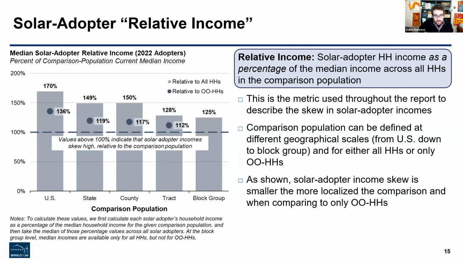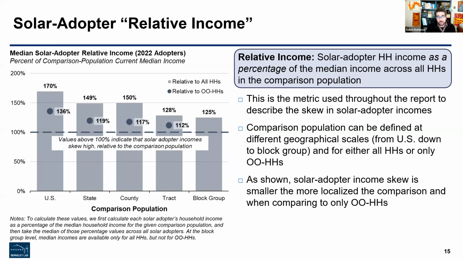Now, one of the ways that we try to describe this income skew, the metric that we use throughout the report, is this quantity that we refer to as relative income. All that relative income is, you just take the income of an individual solar adopter and divide it by the median income of some comparison population. You can define that comparison population in different ways: at the national level, the state, the county, all the way down to the block group. You can also define it to include all households within that region or only owner-occupied households within that region.